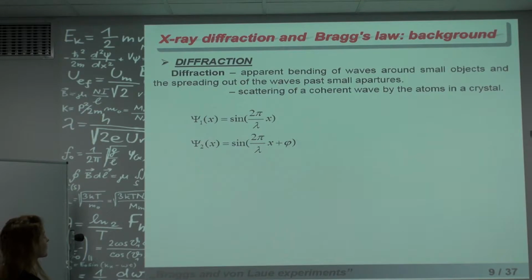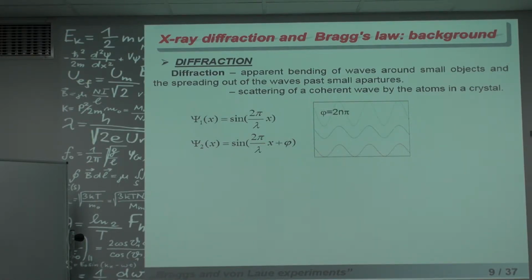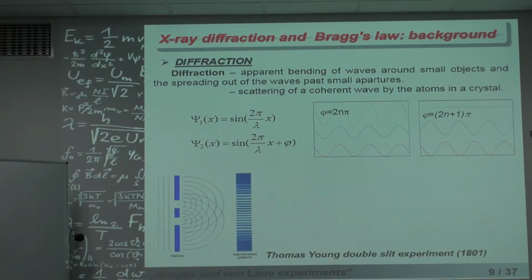Then, proceeding to diffraction. Generally, diffraction is the bending of waves around small objects, or passing through a slit, or the spreading out of waves past small apertures. Let's, for example, take two simple waves, P1 and P2. The difference between them is only the phase. We all know that as a result we can have an enhanced wave if the phase is the same, or the waves cancel to zero. So we will have an interference pattern, as shown, for example, by Thomas Young's double slit experiment.